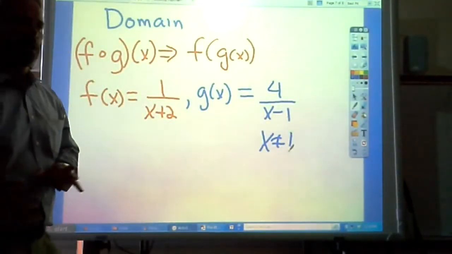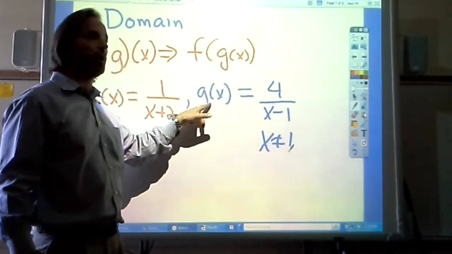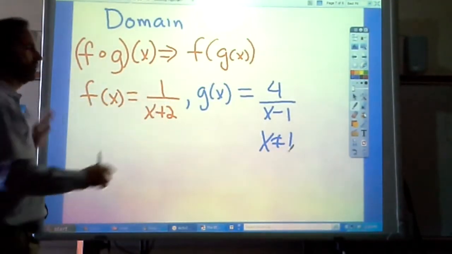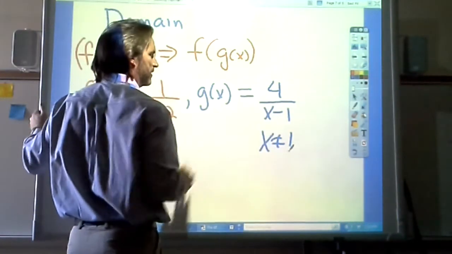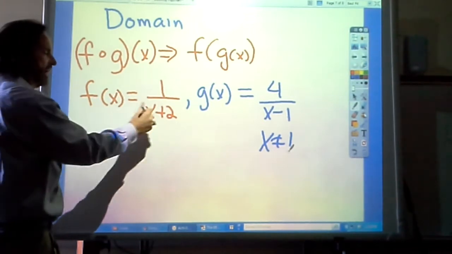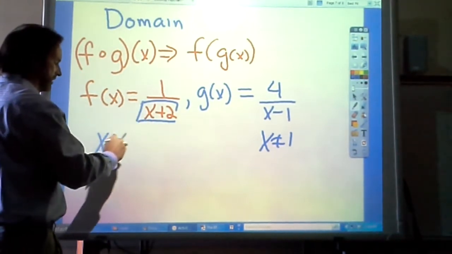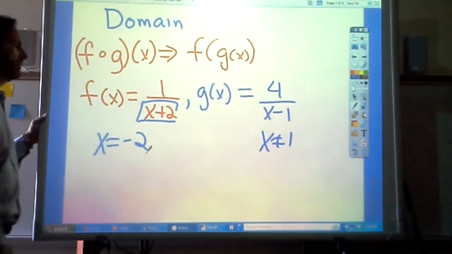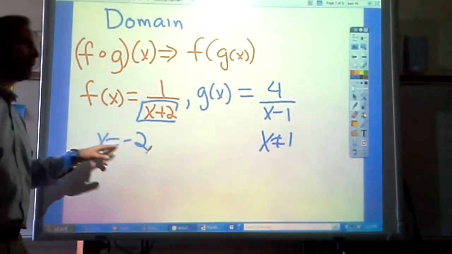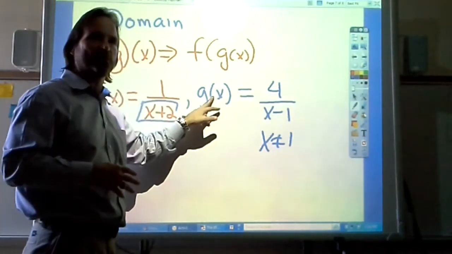But now I have another concern. I'm concerned about any inputs now that would cause outputs of G of X that would cause this to be undefined. So we look at the original function. I don't want this to be undefined. But then I look at the outside function. It would be undefined here if x plus 2 is 0, so if x is negative 2, that would be undefined. So my output cannot be negative 2. So I've got to go back and find out what x values make g of x be negative 2.